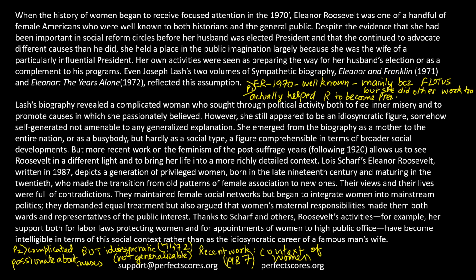I actually found that in between, in the second passage, there was a switch in the way the author is explaining her biography. It says it depicts a generation of privileged women born in the late 19th century and maturing in the 20th. So that was one line which I'm still confused about. What does it actually mean? So this line over here.